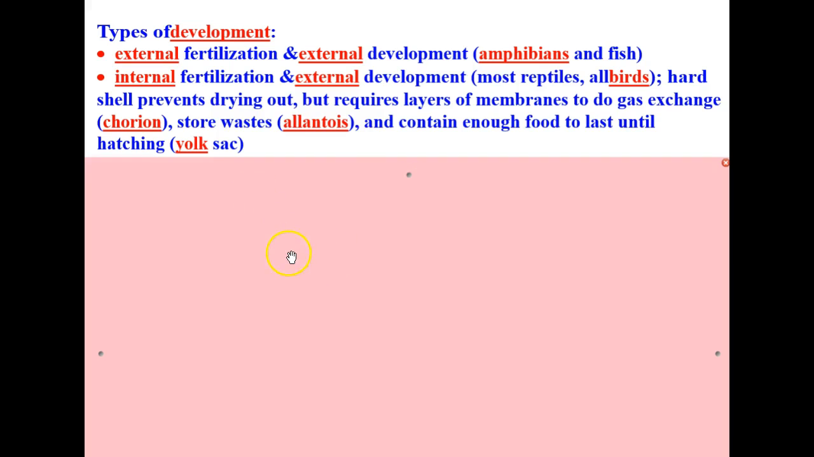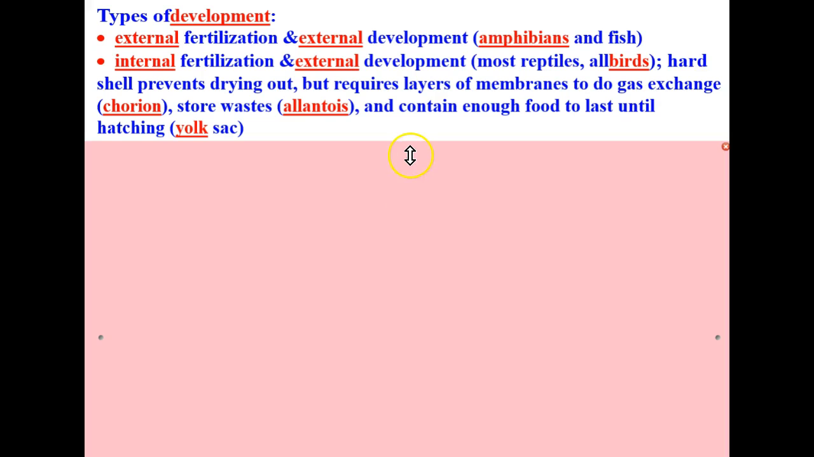internal fertilization and external development. Most reptiles and all birds. The hard shell prevents drying out, but requires layers of membranes to do gas exchange, called the chorion. It stores waste in the allantois and contains enough food to last until the hatching. And this, of course, is the yolk sac. So internal fertilization, external development. And a key word to associate with that would be organisms that lay eggs.